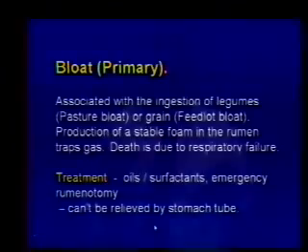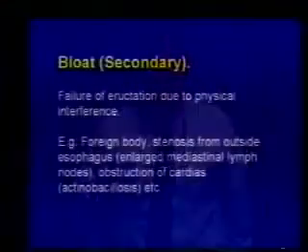So, an animal that is bloated, you pass a stomach tube, try to relieve the gas. If that doesn't work, then you can give some mineral oil, or you can give a surface active agent, and that will dissolve the stable saponin-gas complex, and that will allow the animal to eructate and get rid of the gas. If that is not successful, then an emergency rumenotomy will have to be done.